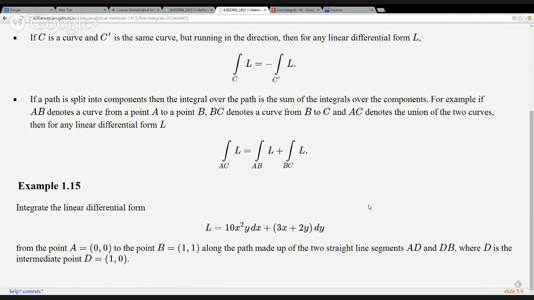Okay, so what are we doing here? We're integrating. So what path have we got? We're starting at the origin A. We're going to B, which is over here. But we want to integrate along A to D and D to B, where D is this point down here.